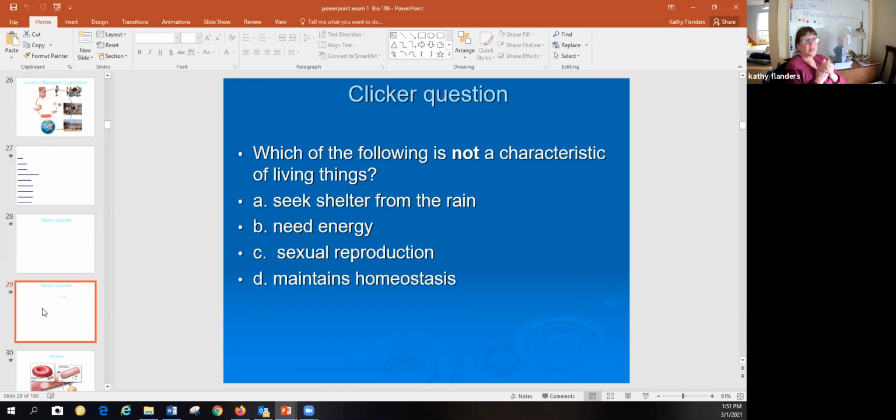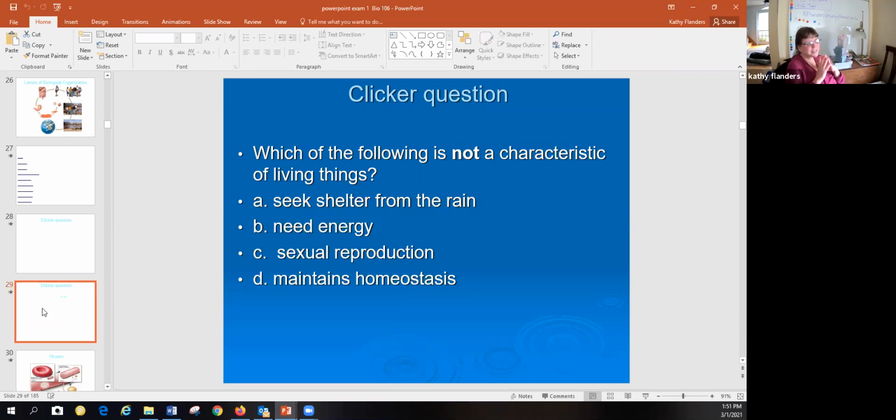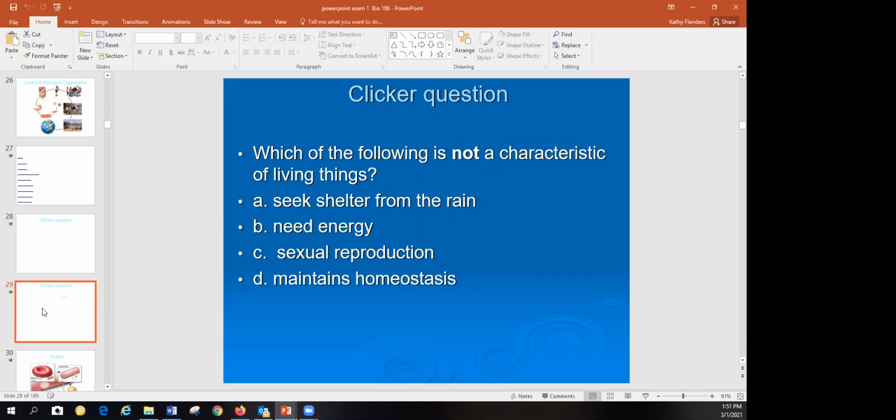Oh, and this is the one that's a tough one. Which of the following is not a characteristic of living things? I'm giving everybody a chance to think about it, because this was a tough one in class. I'm gonna go with A.